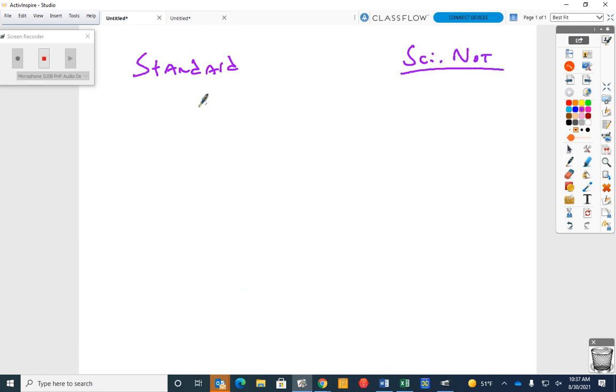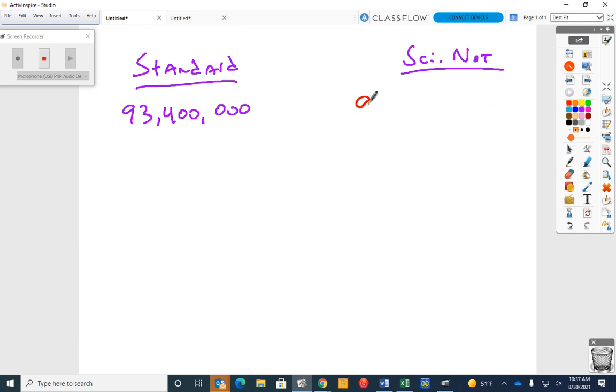Okay, so if I have a number like this, let's say I had 93,400,000. Okay, and I want to express this in scientific notation. Okay, that's a large number, right? What we're going to do is we're going to first read this number from left to right. What is the first non-zero number I see? 9. Okay, so you're going to write that down.